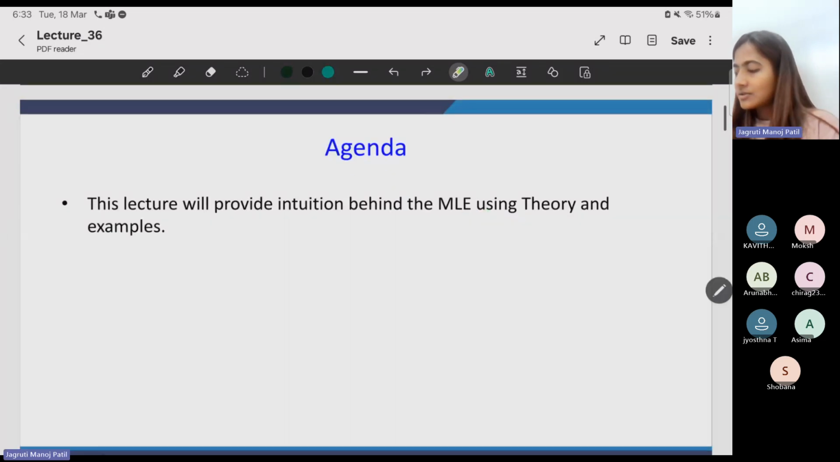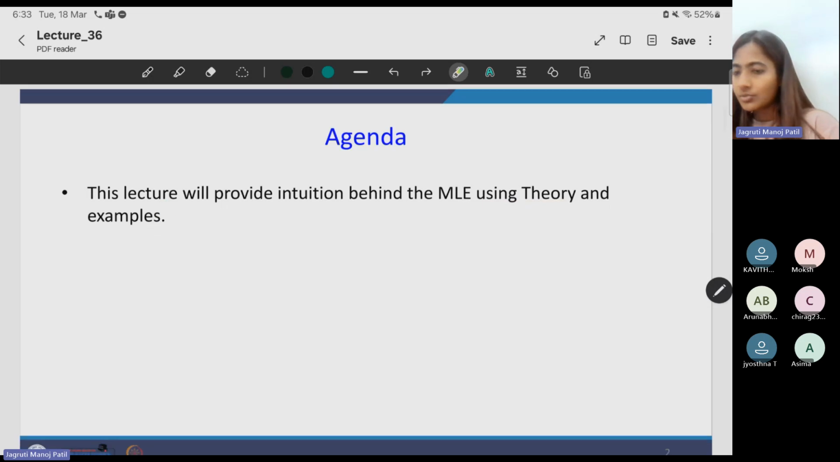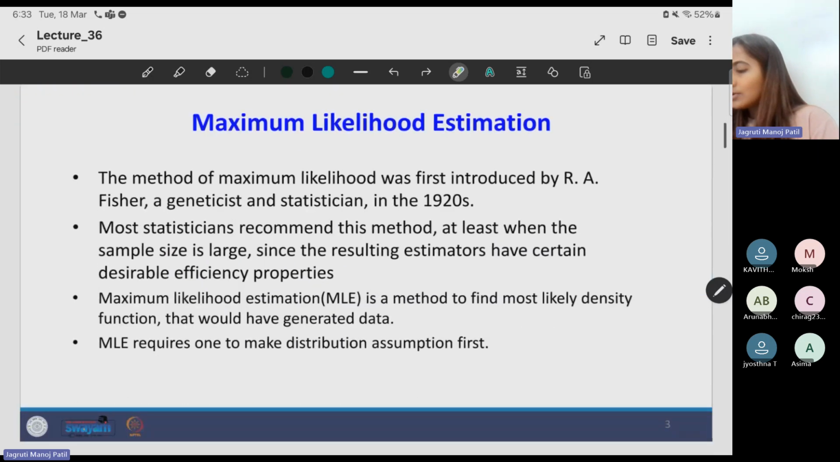So our agenda is just to see the theory behind it, and we'll do some examples. As for examples, we'll derive it for distributions that are known. Okay. So this was introduced by R.A. Fisher in the early 1920s. So what is being done over here? This is the actual definition of it. We'll find the most likely density function, the likeliest density function that would have generated the data. First it requires us to make an assumption about the data.